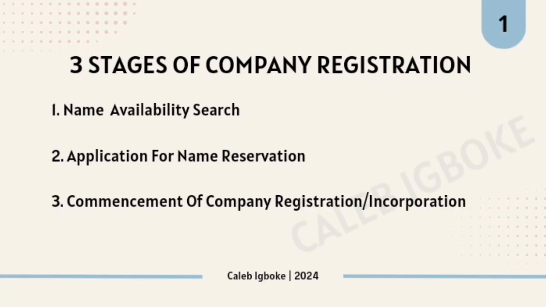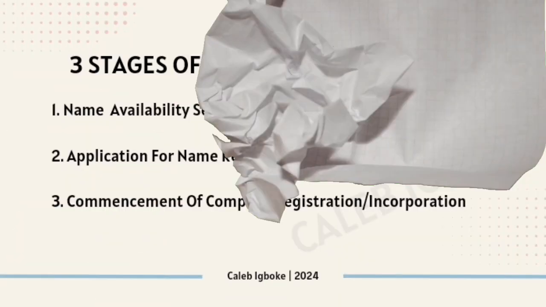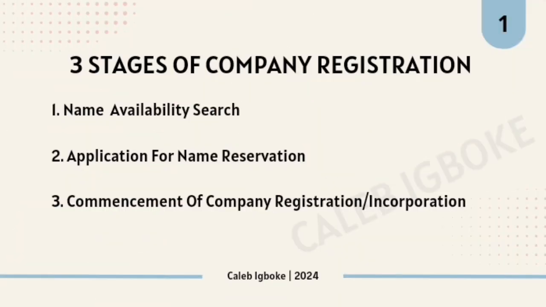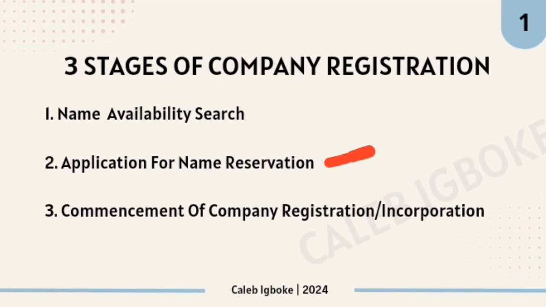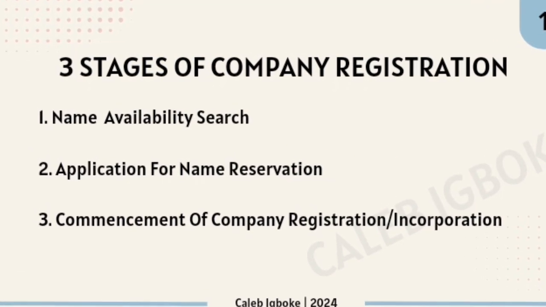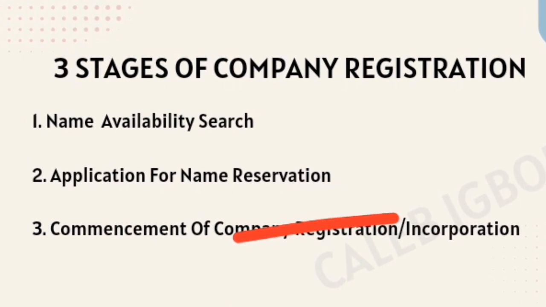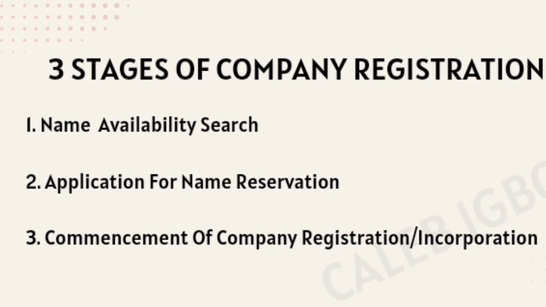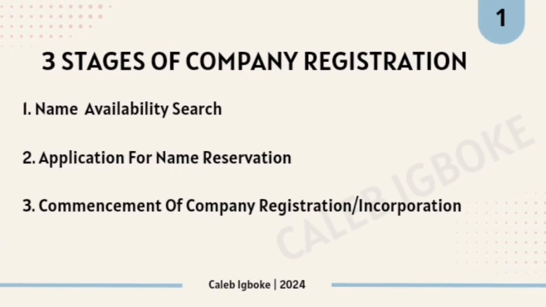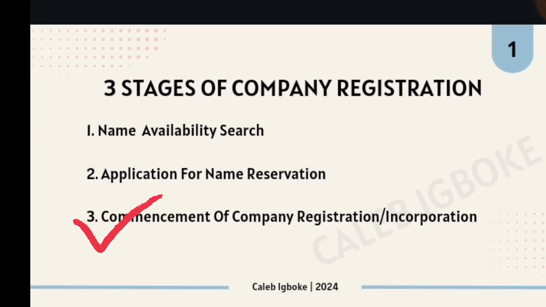First of all, there are 3 steps to CAC company registration, and the 3 steps are name research, application for name reservation, and commencement of company registration or incorporation. Actually, the last one is the major focus of this video today, because I'm assuming that you might have reserved a name already, but if you're just starting and you've not reserved a name, for you to register a company you need to do 3 things.